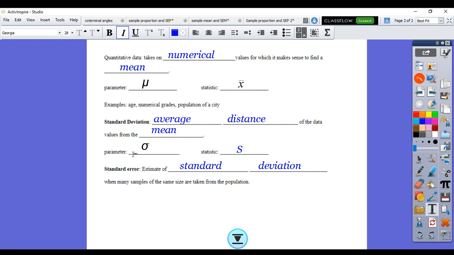The parameter for standard deviation is the Greek letter sigma. Again, we're not going to worry too much about that. The statistic is s, lowercase s. A standard error, which we're going to do in the next set of lessons, is just an estimate of the standard deviation when we take a whole bunch of samples from the population. Okay, so that's it for that lesson.